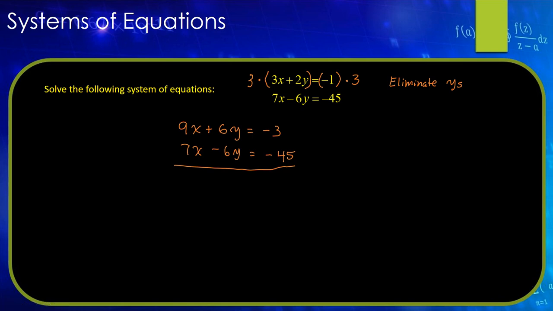The bottom equation was untouched, and so now when I add these together, the 6y's cancel. I end up with 16x equaling -48. Dividing both sides by 16, I get that x equals -3.